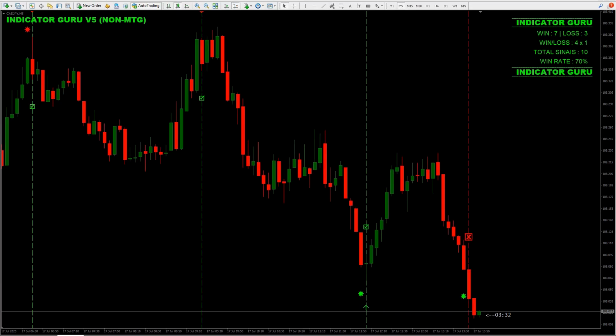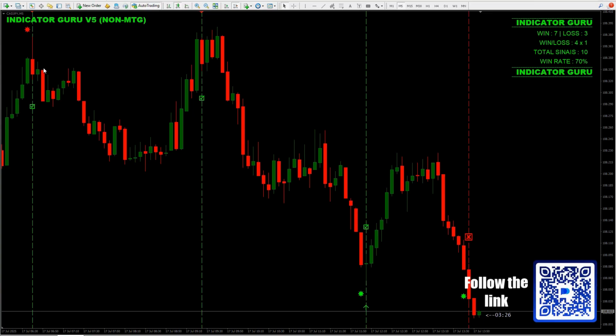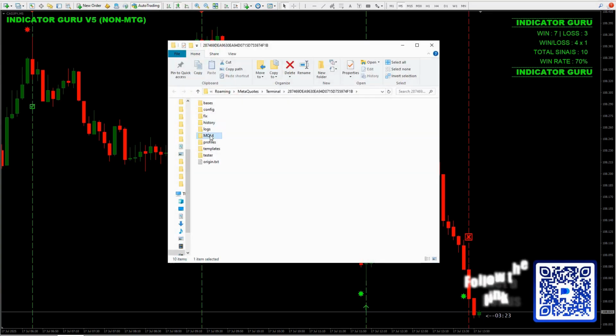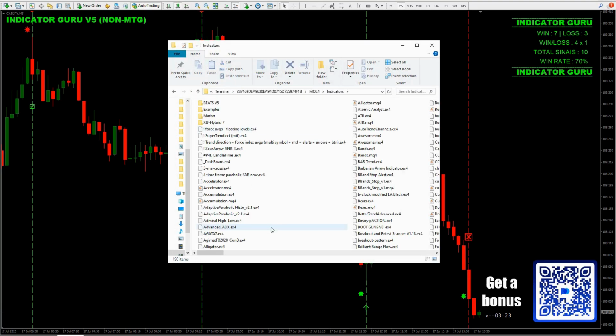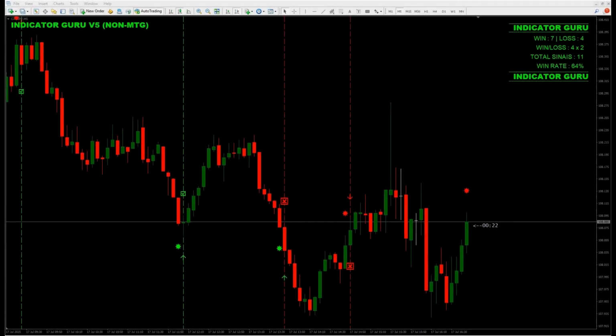Let's install the Guru V5 indicator in the MetaTrader 4 terminal. The indicator itself, like our template with all the settings, is installed in a standard way, nothing complicated. You will find a link to the archive with the indicator and detailed instructions for installing it in the description under this video. Now let's look at the operating principle and key settings of this indicator.